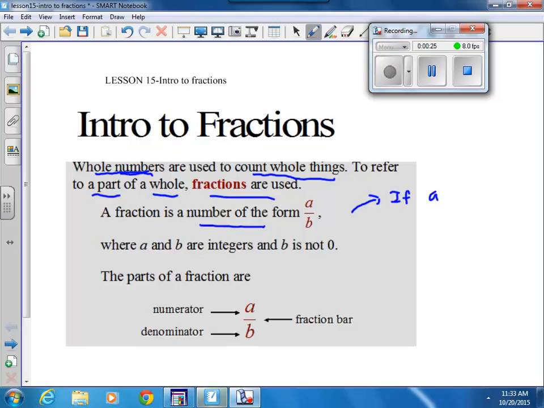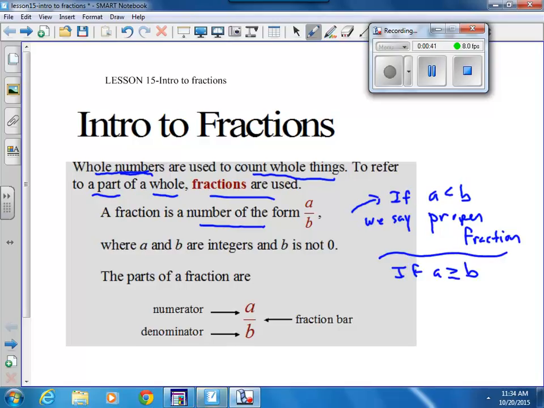If a is less than b, we say that's a proper fraction. So just a little bit of vocabulary here. If a is greater than or equal to b, we say it's an improper fraction. And we're going to work with those a lot in a moment. So, we'll talk about the parts of a fraction. A is called the numerator, b is called the denominator.